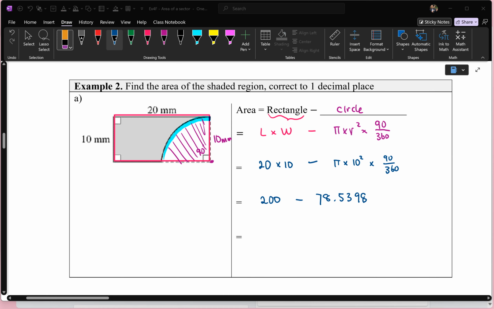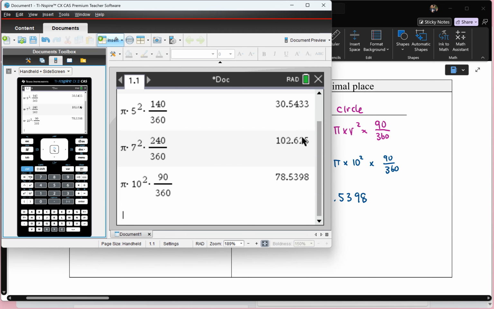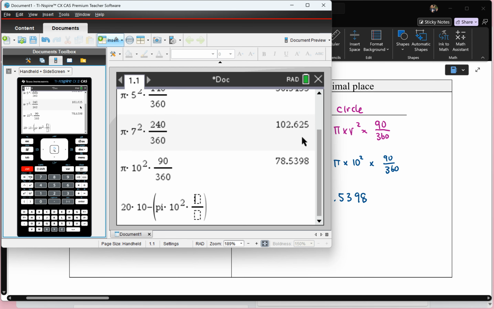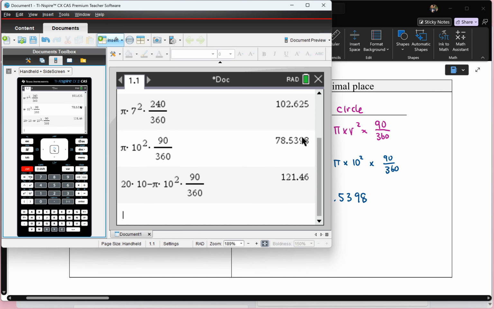So what I'm trying to say is on the calculator, a better method to do is you should have done 20 times 10, that's the rectangle, minus, and then I'm just going to do this separately, pi times 10 squared times 90 on 360. So that's the circle. See how I've done it all in one go? So when I press enter now, this is a much better answer, which is 121.46.